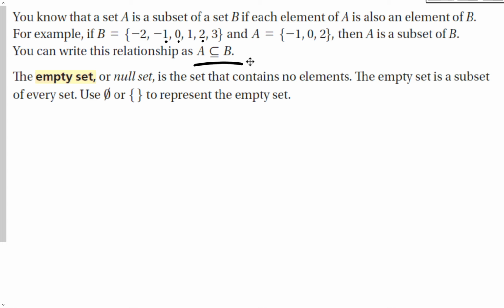The empty set or null set is the set that contains no elements. You might have seen us use this symbol before for no solution because the solution set is empty. There's nothing in it. No solution. So the empty set is also a subset of every set. Use the 0 with the slash through it, or the empty set. I tend to use that one because it's a little easier to draw.